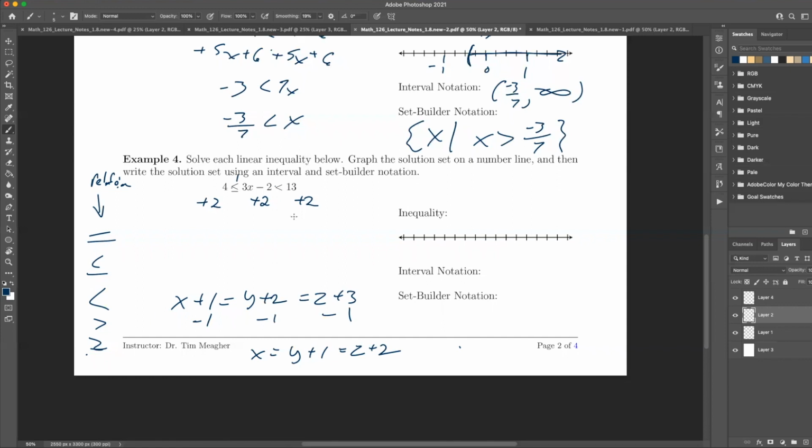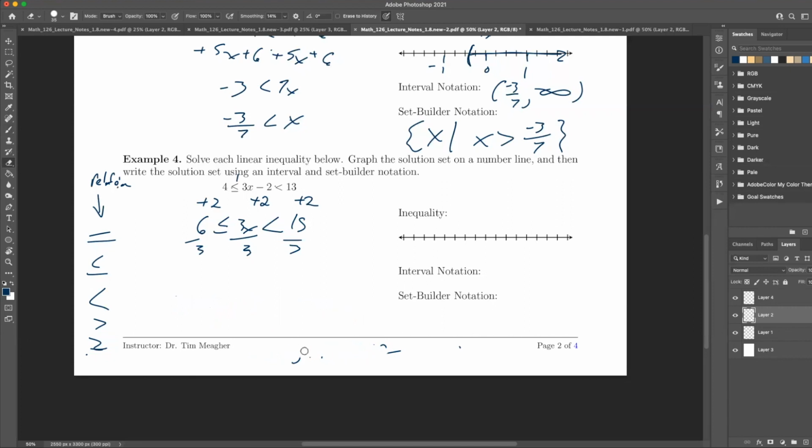Now when we add the 2, we're going to have 6 less than or equal to 3x less than 15. Okay, then we divide out a 3, divide out a 3, divide out a 3. I'm going to go ahead and give it to this, just so I have room. So here we get 2 less than or equal to x less than 5. So that's our inequality. 2 less than or equal to x, which is less than 5.